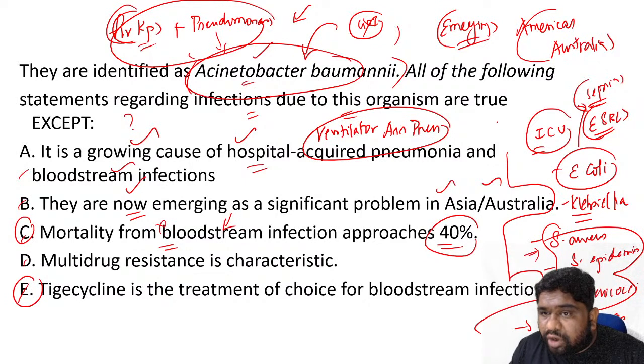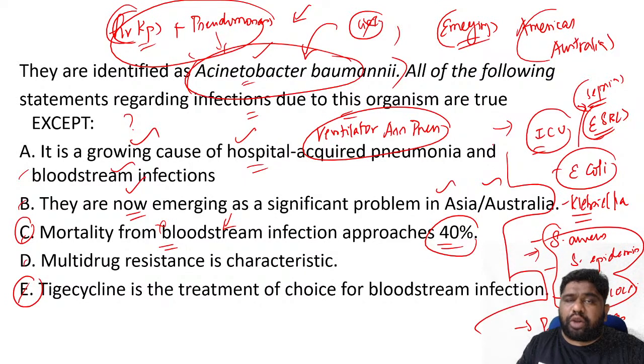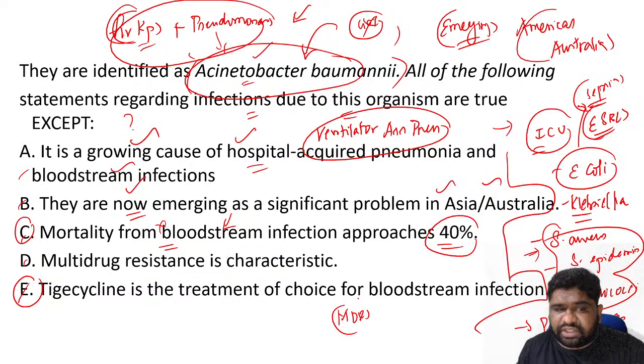And why are we concerned about all the ICU infections? Remember, almost all the ICU infections are multi-drug resistant infections. So there is no exception for Acinetobacter. Option D is also true. But please understand, tigecycline can be used for Acinetobacter, but not the treatment of choice for bloodstream infection.